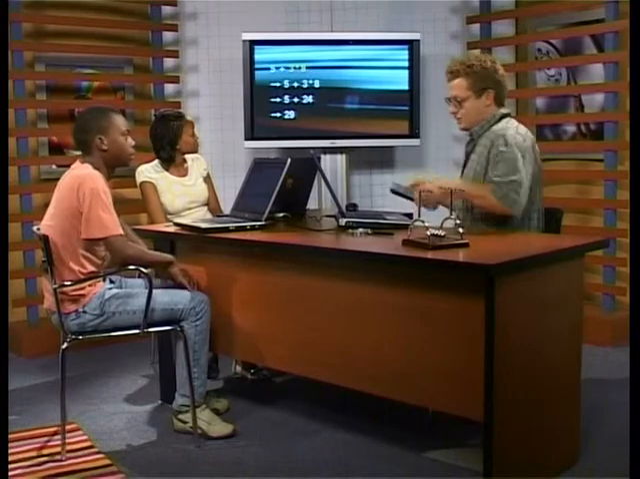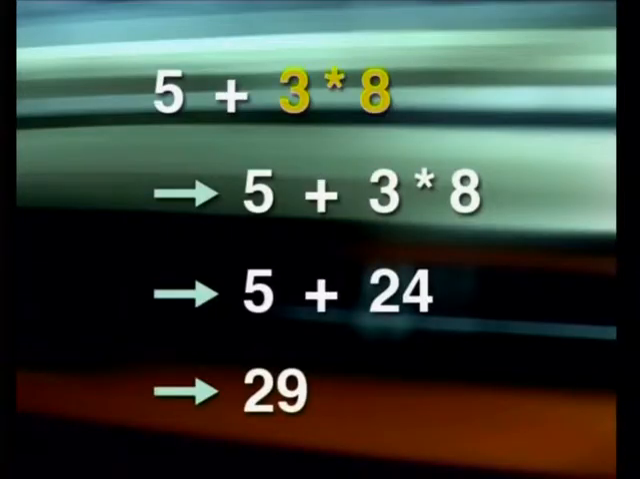So, let's have a look at that example. 5 plus 3 multiplied by 8. First, the multiplication is performed. 3 times 8, which gives us 24. Then the 5 is added. 5 plus 24 gives us 29.